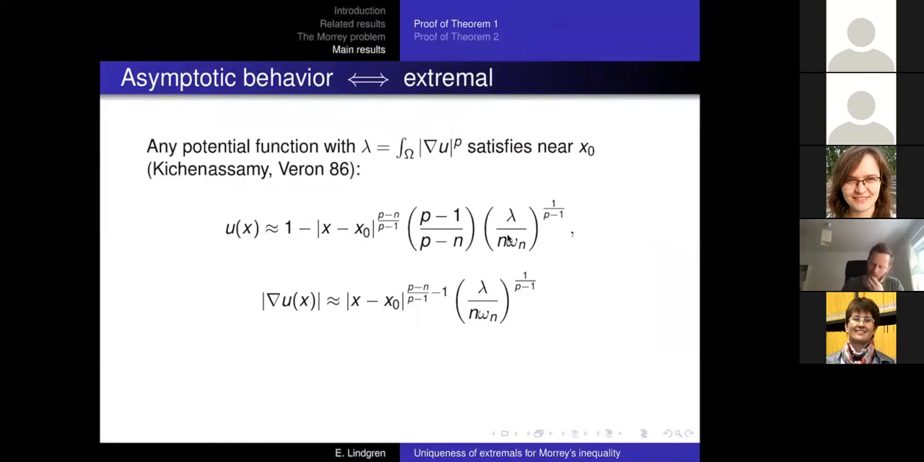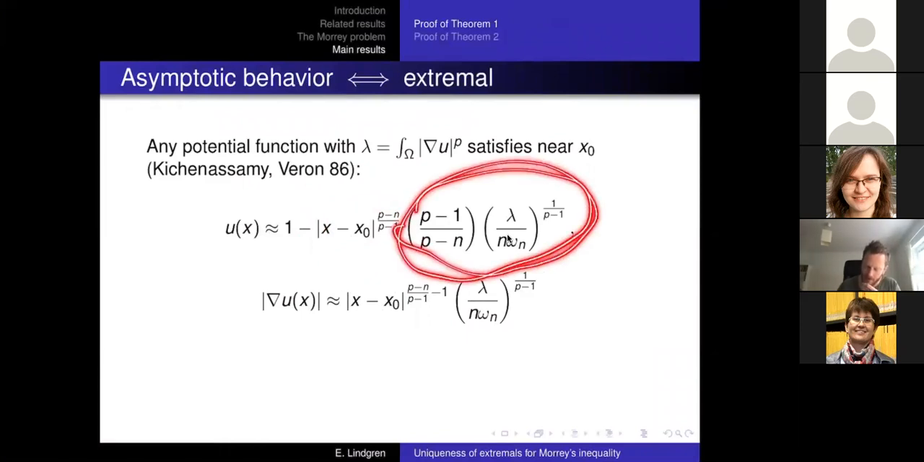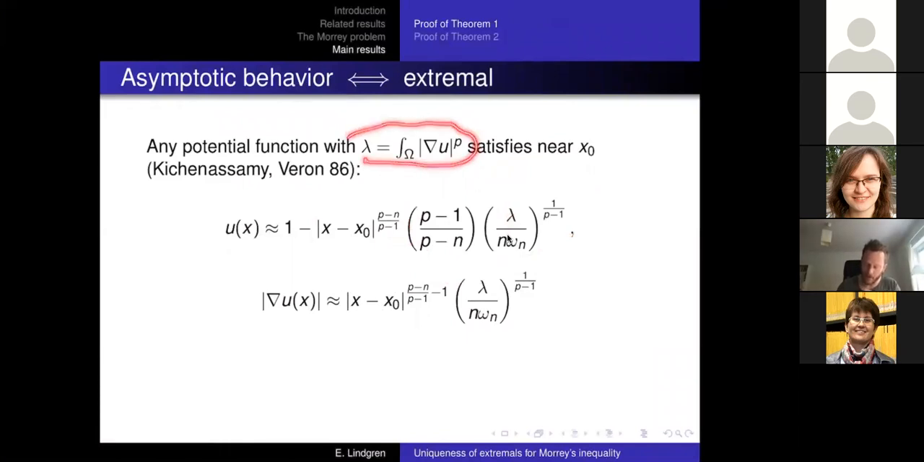And so the second result I mentioned here is that if you look at the behavior of these potential functions near the point x0, they behave exactly like these Talenti functions, with the constant here that you can determine in terms of this energy, which is just the integral of the gradient of u to the p. And you can also determine the asymptotic behavior of the gradient near this point. So the gradient has a singularity at this point x0.